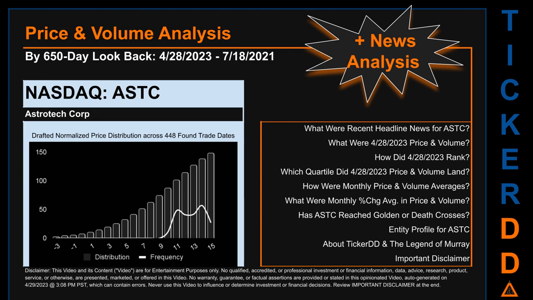The chart shown on this page is our initial attempt at studying the price for ASTC after dynamically normalizing price distribution across those discovered trade dates. The bar chart is the generated distribution and the overlaid line graph, if it is generated, is the frequency of the prices on the x-axis. We will enhance this look through as our AI model progresses in the next iteration. Remember that this is just a drafted, in progress, observational model to best fit abstracted third-party data into various opinionated views. Before we jump into price and volume analysis, let's look at recent headlines for ASTC.